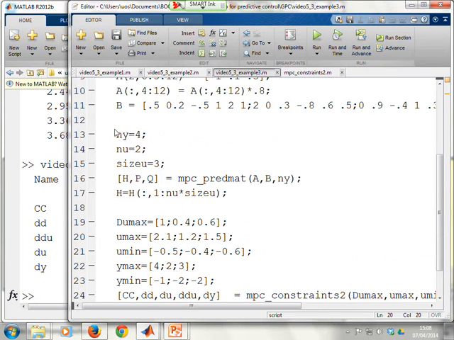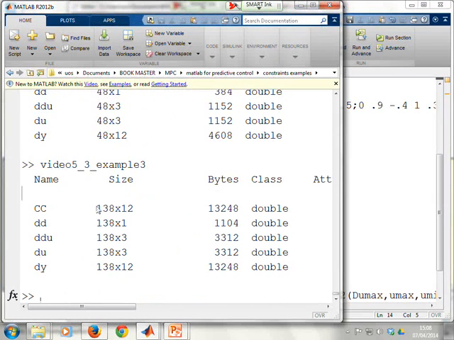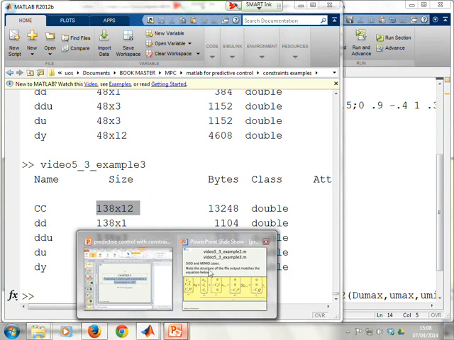If I was to go here and change ny to something more realistic, let's say 15, change nu to something more realistic, let's say 4, and run that. How big are my inequalities now? And you can see 138 by 12 is CC, 138 inequalities. So they're becoming very big very quickly.